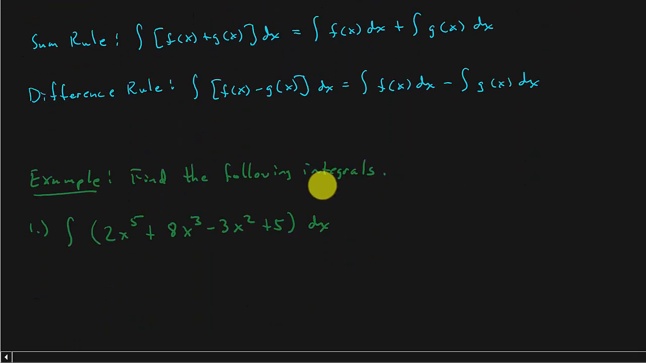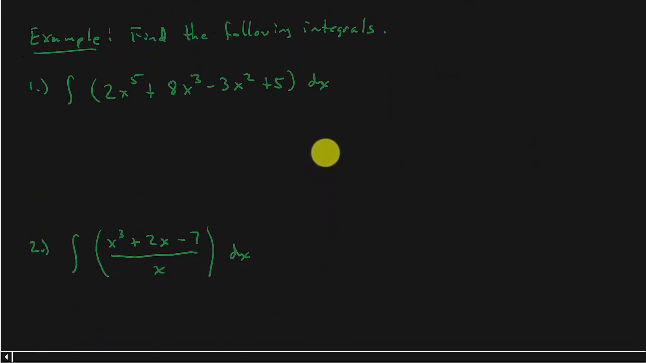Okay, so let's look at some more examples. So let's look at this one. We've got several terms. We're just going to integrate each one of them individually. So this is going to be 2x to the 6th, right? Add 1, times the reciprocal of your new exponent.